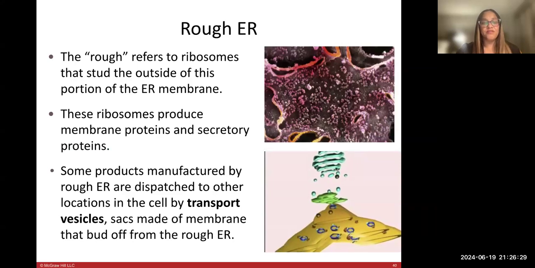Some products manufactured by the rough ER are dispatched to another location by transport vesicles, which are sacs made of the membrane that bud off from the rough ER. So you can see on the right, the bottom right is a little GIF. The little bubbles that are budding off of it, those are transport vesicles.